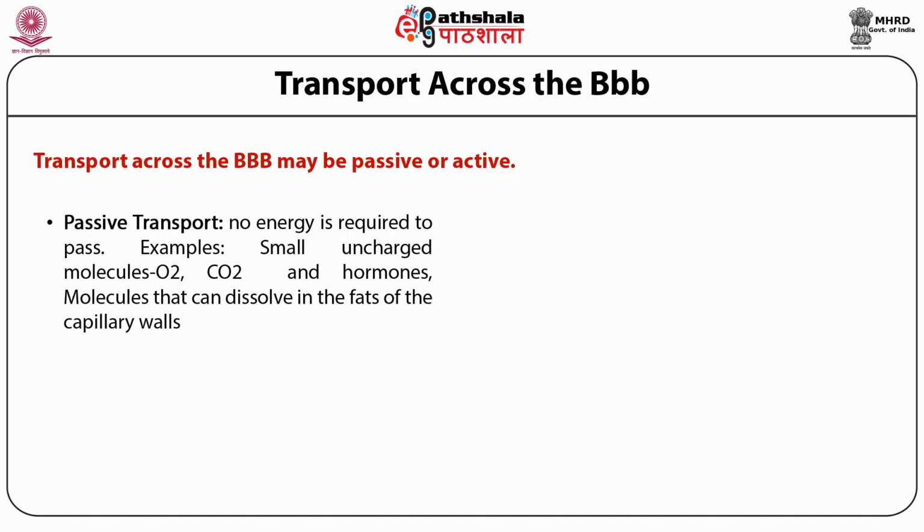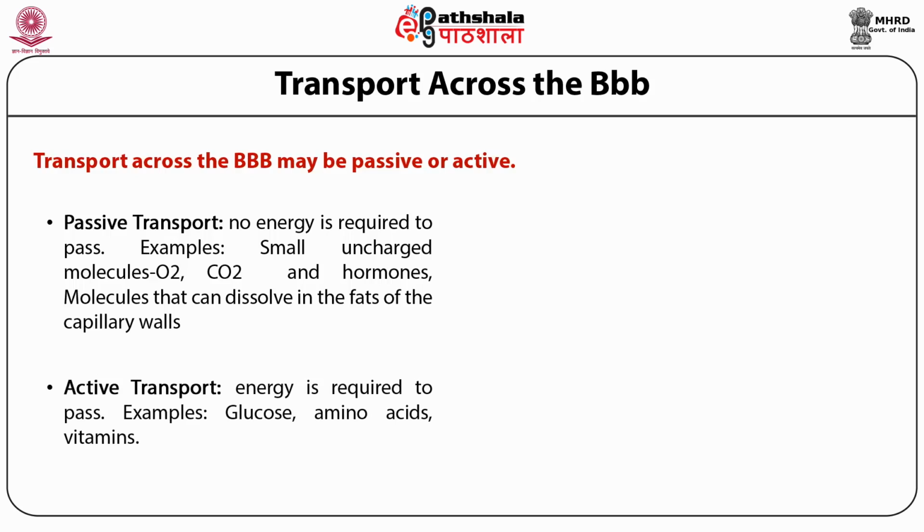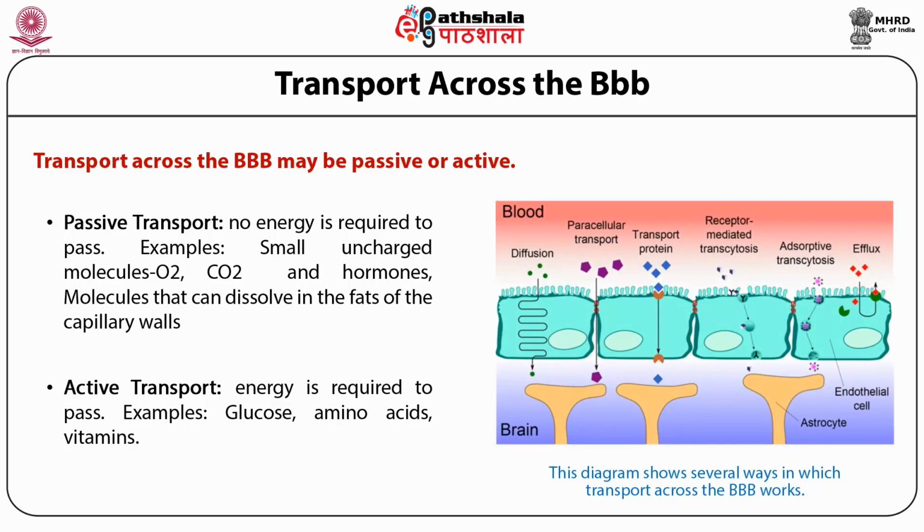For example, some uncharged molecules like oxygen, carbon dioxide, hormones, and molecules that can dissolve in the fats of the capillary walls. For active transport, energy is required to pass. Examples are glucose, amino acids, vitamins, etc. This diagram shows several ways in which transport across the blood-brain barrier works.